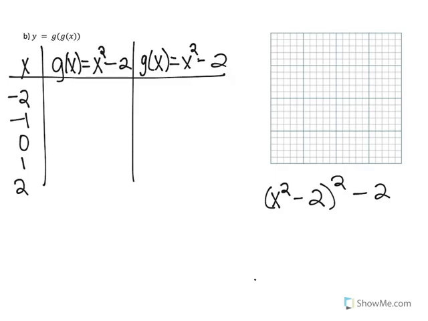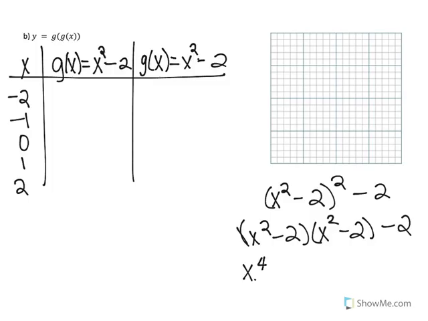So we have x to the power of, or it's the same as, x squared minus 2 times x squared minus 2, minus 2. So you have x to the power of 4 minus 2x squared minus 2x squared, so minus 4x squared plus 4, subtract 2. So our equation is x to the power of 4 minus 4x squared plus 2.